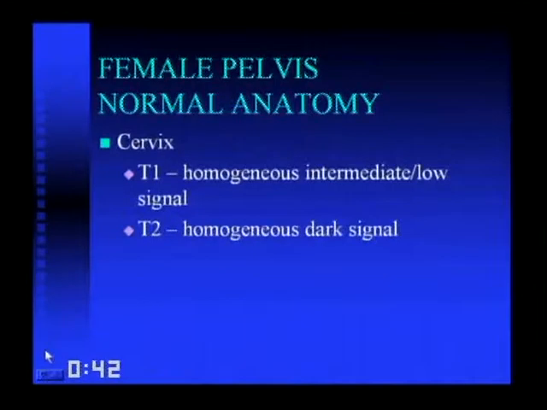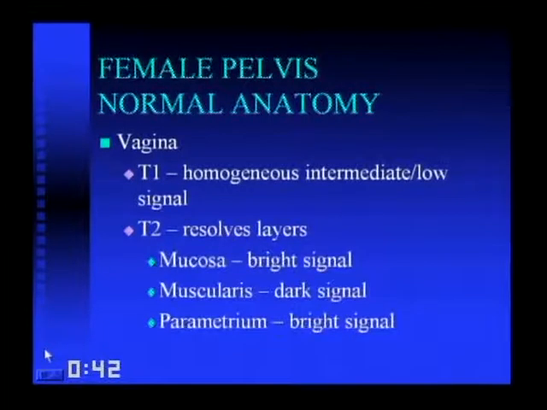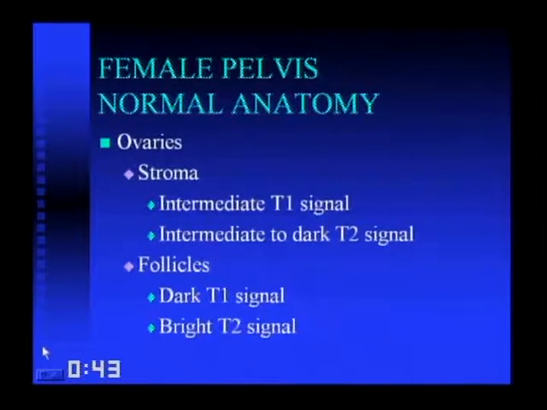The cervix on T1 scans looks like everything else. On T2, you look for this dark, as it's been described, a donut signal. And the vagina will also show a layered pattern on T2 scans only, with the mucosa bright, the muscularis dark, and the perimetrial area is bright again from the vascularity. The ovaries will look like intermediate stroma with water signal follicles.